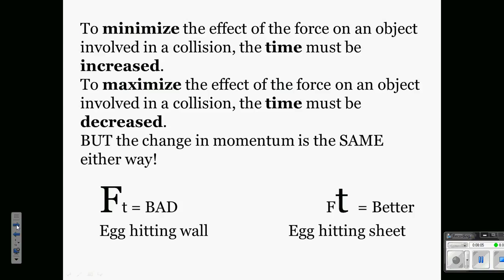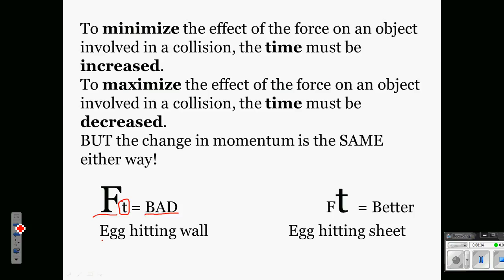To minimize the effect of the force on an object involved in a collision, the time must be increased. To maximize the effect of the force on an object involved in a collision, the time must be decreased. But the change in the momentum is the same either way. So you can think of it as the smaller the time, the bigger the force, and that's a bad situation.